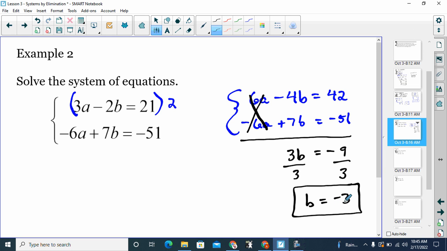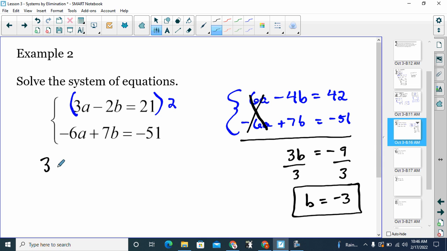Now we're going to take negative 3 and plug it back into either one of the equations. Again, it doesn't matter which one we do. You can use these equations over here if you want, although the original equations are going to have smaller numbers. This first equation, all of the numbers, the 3a is smaller than 6a, 2b is smaller than 7b, 21 is smaller than 51. So I'm going to plug it into the top equation, although technically it doesn't matter which one you use. So I'm plugging negative 3 in for b into this top equation.